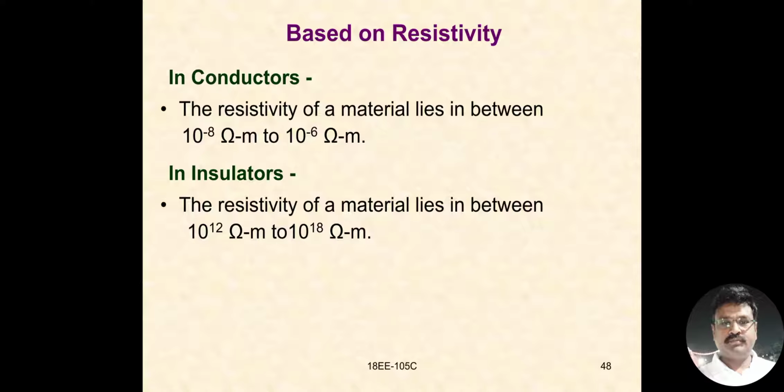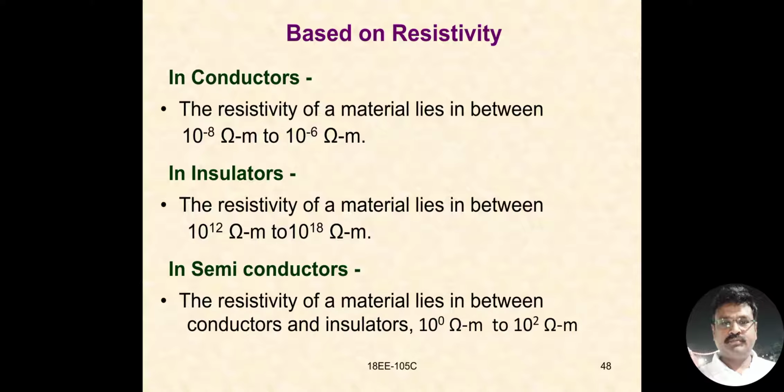If the resistivity of a material lies between 10 to the power of plus 12 to 10 to the power of plus 18 ohm meter, then that is called insulator. If the resistivity of a material lies between conductors and insulators, meaning 10 to the power of 0 to 10 to the power of 2 ohm meter, then that material is classified as semiconductor. So these are the three types of materials which are classified based on resistivity.